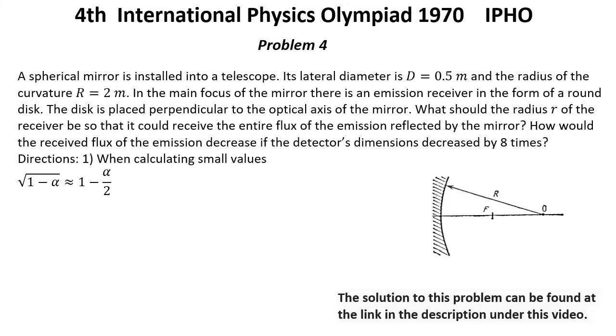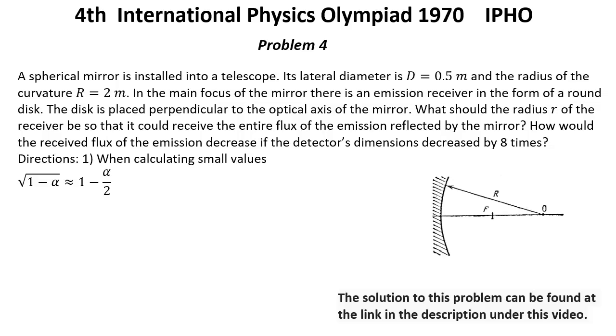Fourth International Physics Olympiad, year 1970. IPHO. Problem number 4. A spherical mirror is installed into a telescope. Its lateral diameter is d equal 0.5 meters, and the radius of the curvature r equal 2 meters.